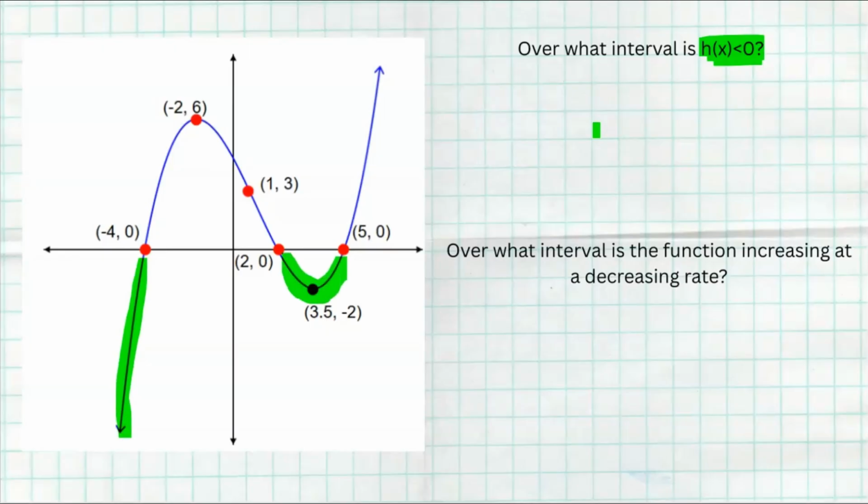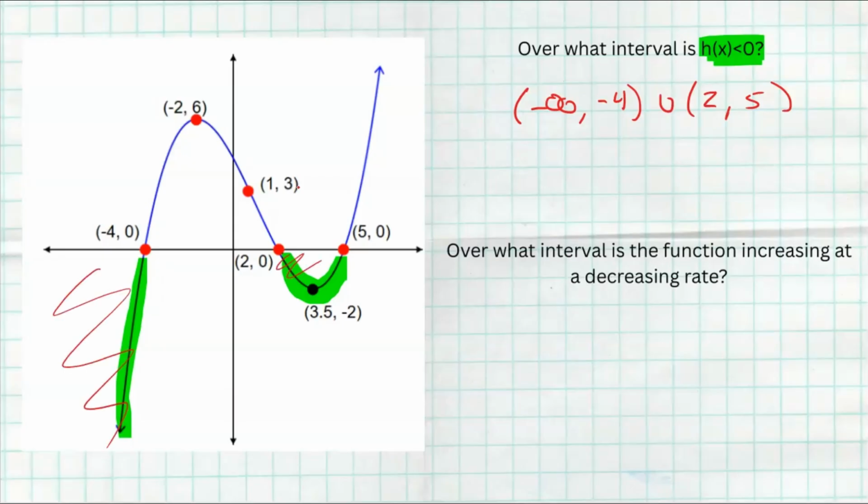Now, it does not want me to equal 0, so I don't want to include those zeros. So from negative infinity to negative 4, and then again from 2 to 5. Over those two x intervals, negative infinity to negative 4, all over here, and then from 2 to 5, all over here, we also see that's less than 0 or negative. All right, next up it says, over what interval is the function increasing at a decreasing rate?